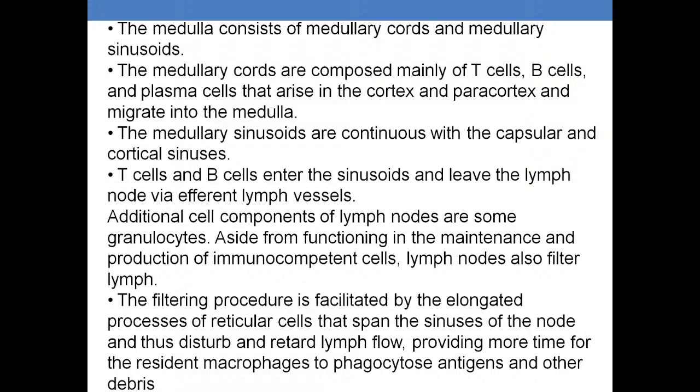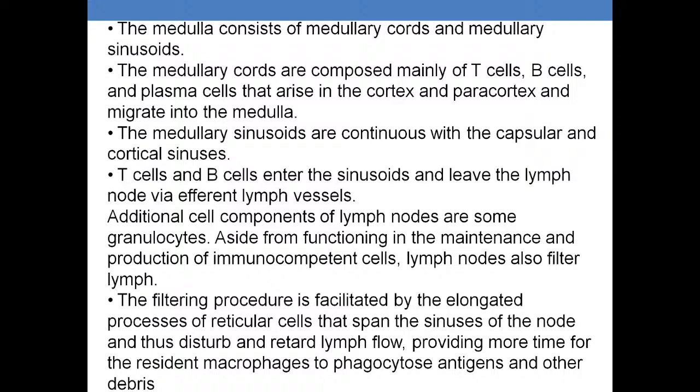The medulla consists of medullary cords and medullary sinusoids. The medullary cords are composed mainly of T cells, B cells, and plasma cells that arise in the cortex and paracortex and migrate into the medulla. The medullary sinusoids are continuous with the capsular and cortical sinuses. T cells and B cells enter the sinusoids and leave the lymph node via efferent lymph vessels.